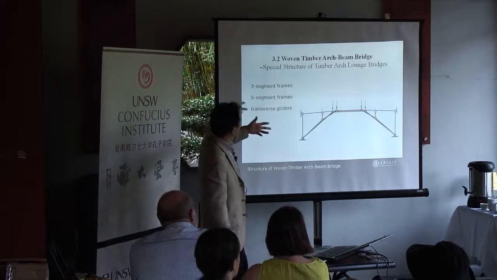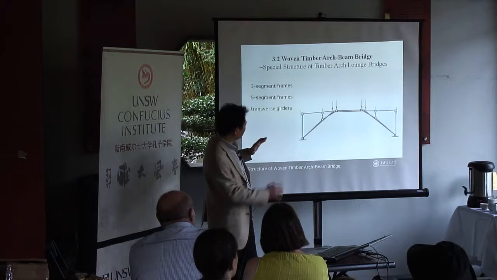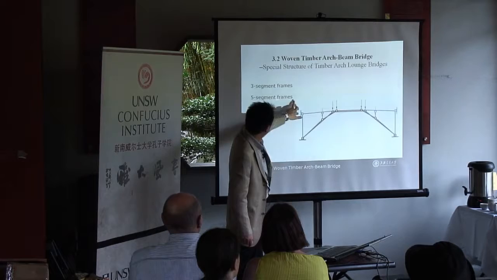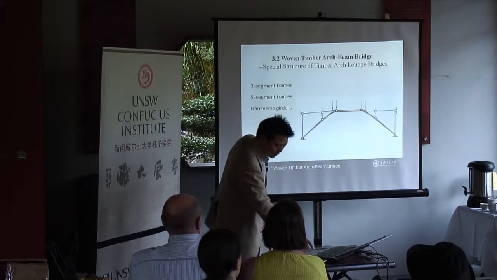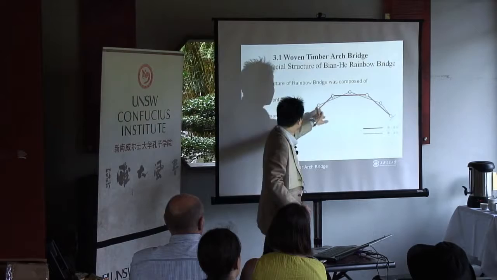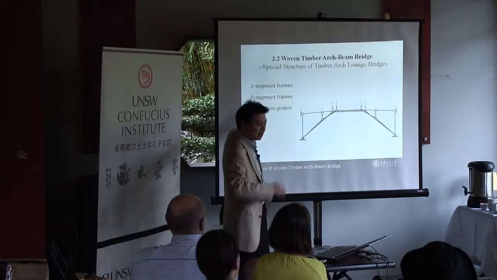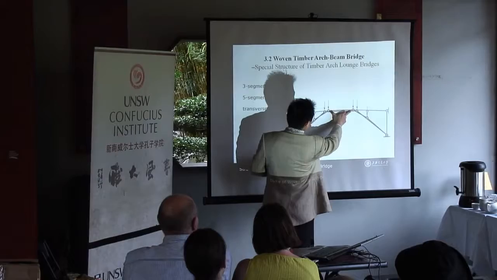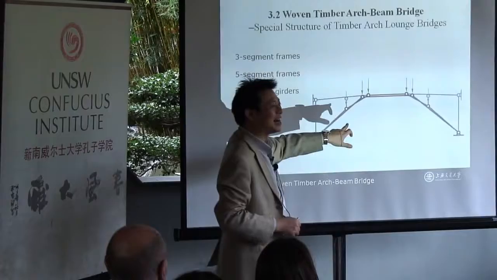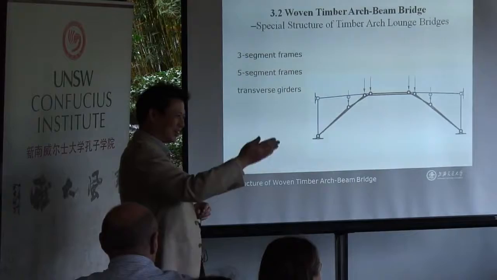But the other kind of arch beam bridge is also made by two systems. There are three segment frames, the black line. It's five segment frames, the red one. The last bridge is only four segments. This one, but the second is changed to five, added one more. This one is added. So in this part, in civil engineering we call it a beam. It's not an arch. The professor is a civil engineer, so he understands.